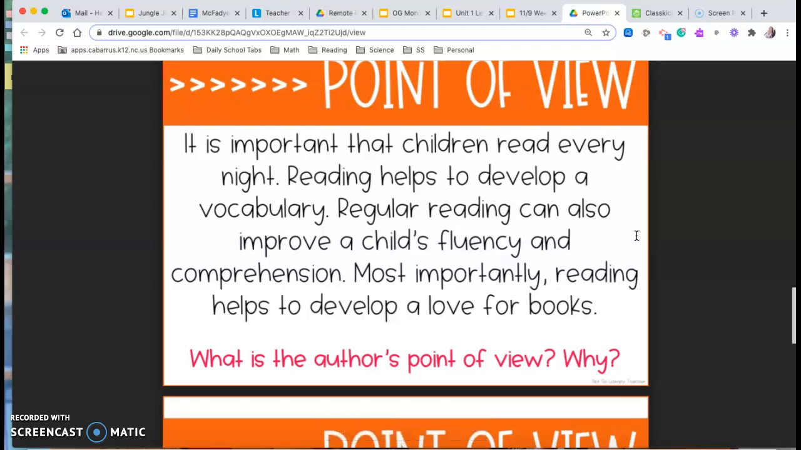It is important that children read every night. Reading helps to develop a vocabulary. Regular reading can also improve a child's fluency and comprehension. Most importantly, reading helps to develop a love for books. What is the author's point of view? So what are they trying to get across to you and why?